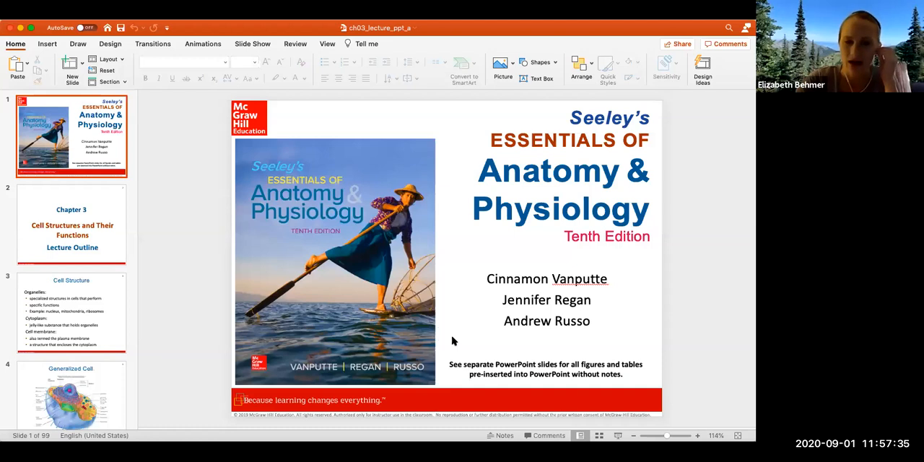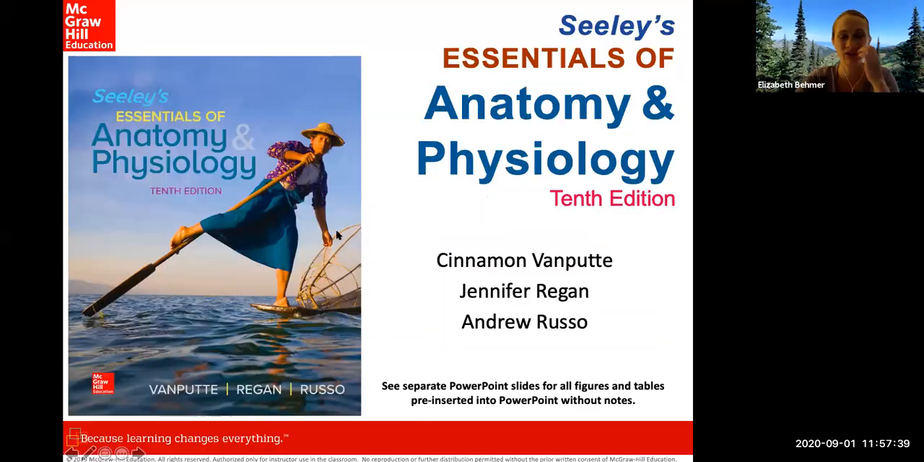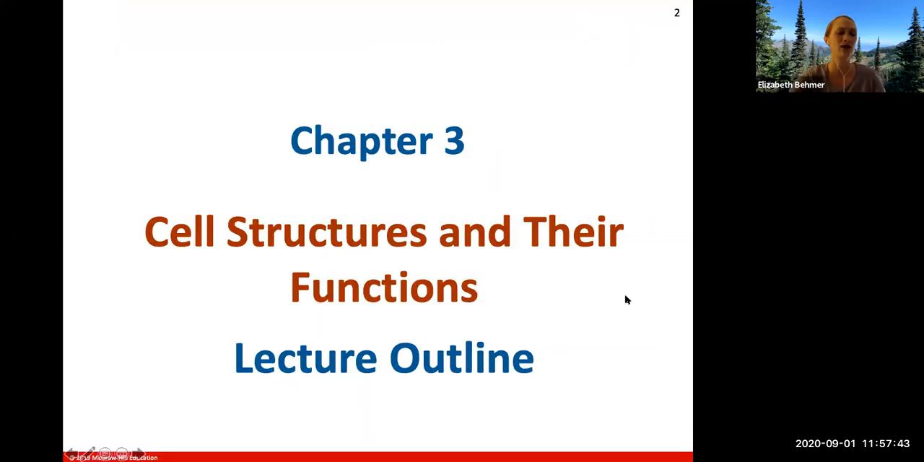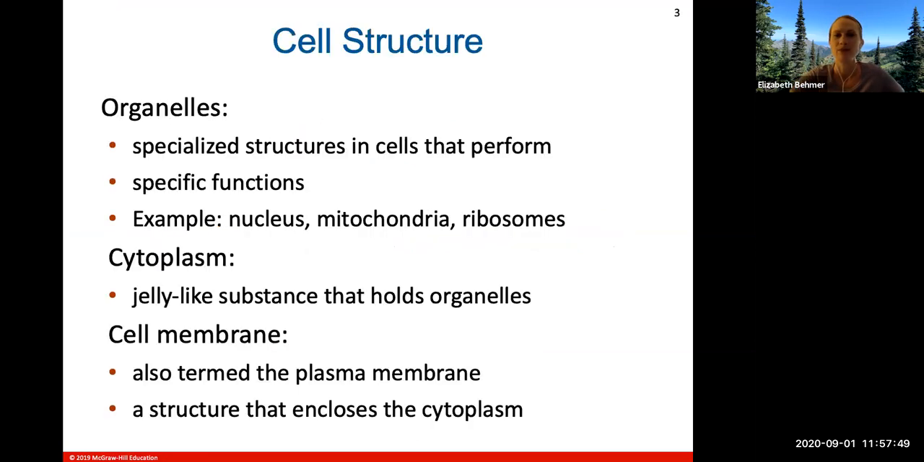All right, so let's start chapter 3. Hopefully chapter 3 is a little easier to understand because it's just learning about a cell. And I'm hoping that this might be not a complete review, but at least you might have heard of some of these cell structures and their functions before.